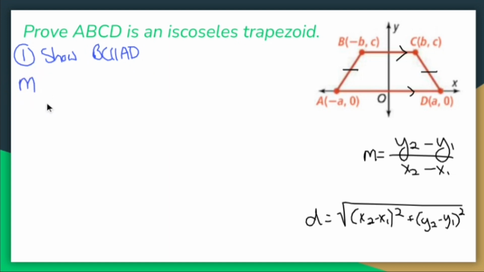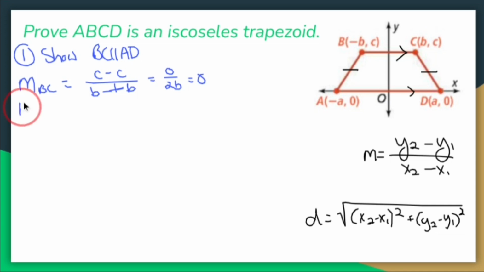So let's say the slope of BC, I'm going to use the slope formula. Let's let this be x sub 1, y sub 1. Let's let this be x sub 2, y sub 2. So y sub 2 minus y sub 1 is c minus c. I think I can handle that. Then x sub 2 minus x sub 1 is going to be b minus negative b. Double negative makes it positive. 0 over 2b is just 0. Makes sense because that looked flat to me.